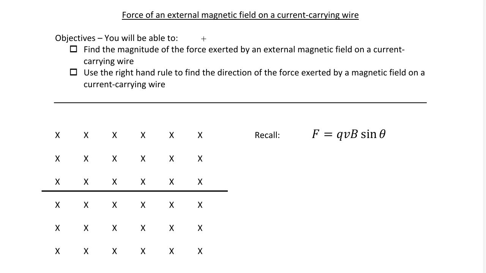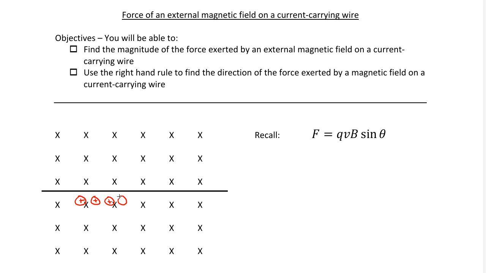This lesson's about the force that an external magnetic field exerts on a current-carrying wire. Here are your objectives. Now, in the previous lesson, we looked at the force that an external magnetic field exerts on charged particles that are moving in that field. And a current-carrying wire can be thought of as just a bunch of charged particles moving in a field.